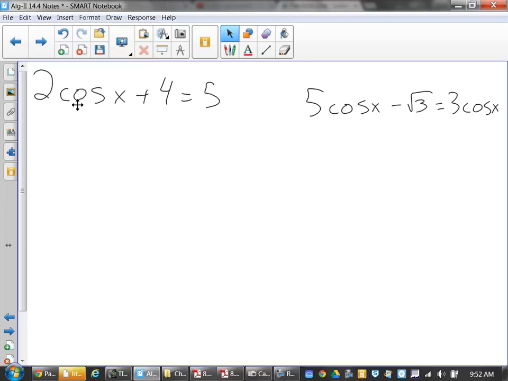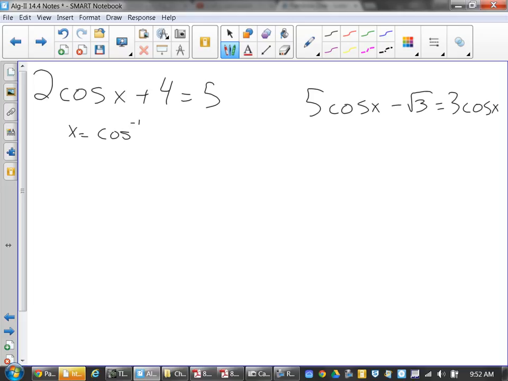All right, let's say the first one's pretty easy. Subtract 4, divided by 2, you get cosine of x equals a half. Do you agree? So x is going to equal the inverse cosine of a half. So what angle has the cosine of 1/2? Pi over 3. So you're at 60 degrees, first quadrant. So it's pi over 3.